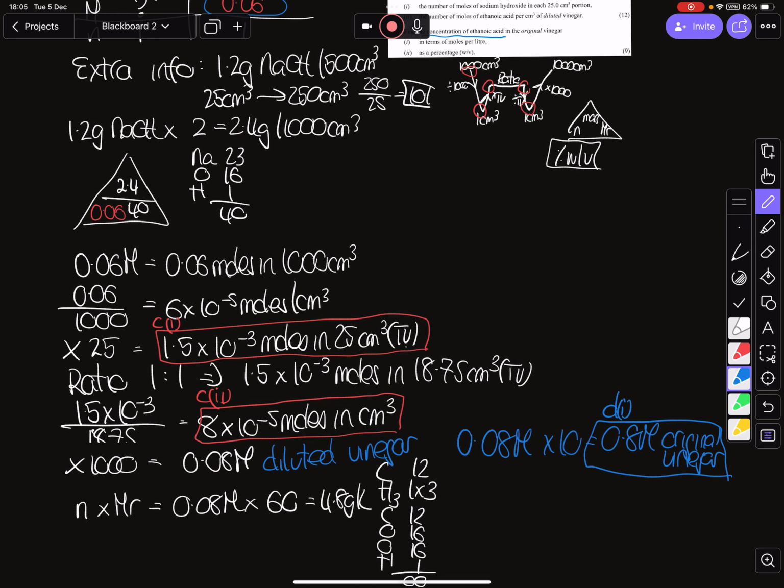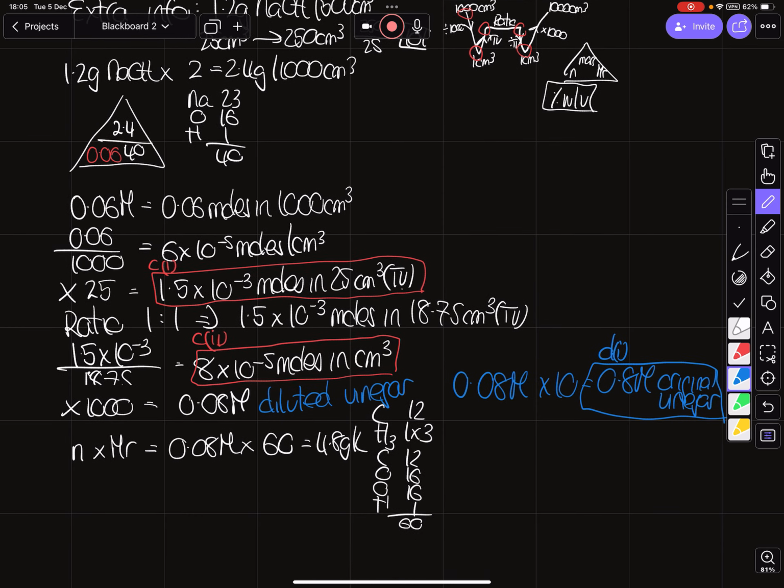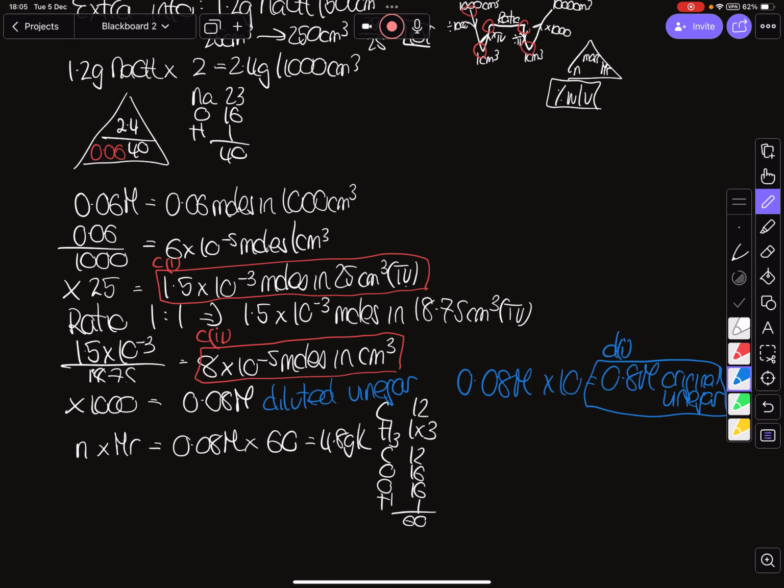It now asks me to work out it as a percent weight per volume. So this 4.8 again is in our diluted vinegar. If we now take that and multiply it by our dilution factor, so 4.8 grams in a litre multiplied by 10, that is going to give me 48 grams in a litre, which is my original vinegar concentration.